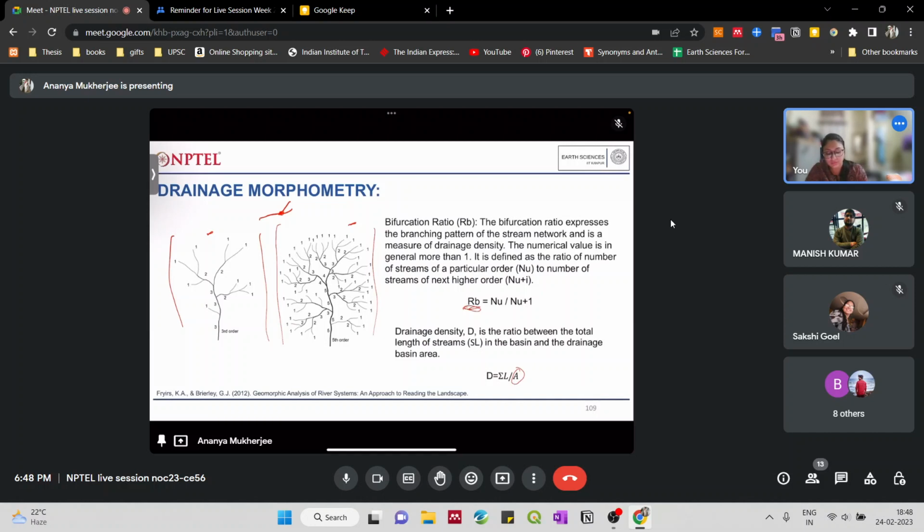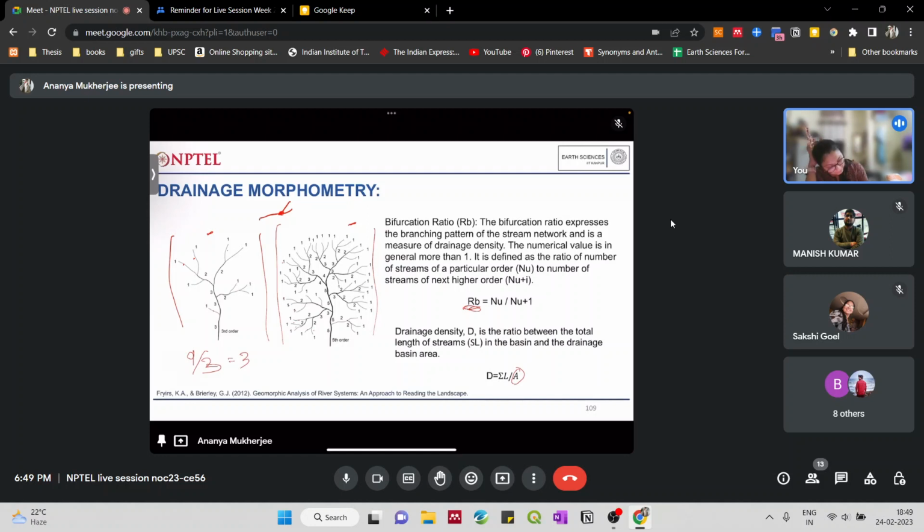Over here, if you consider the bifurcation ratio between first order streams and second order streams, you will see there are 1, 2, 3, 4, 5, 6, 7, 8, 9 first order streams, and you have 3 second order streams. So the bifurcation ratio between first order and second order streams becomes 3. In this example you count 1, 2, 3, up to 18. You can calculate this on your own.